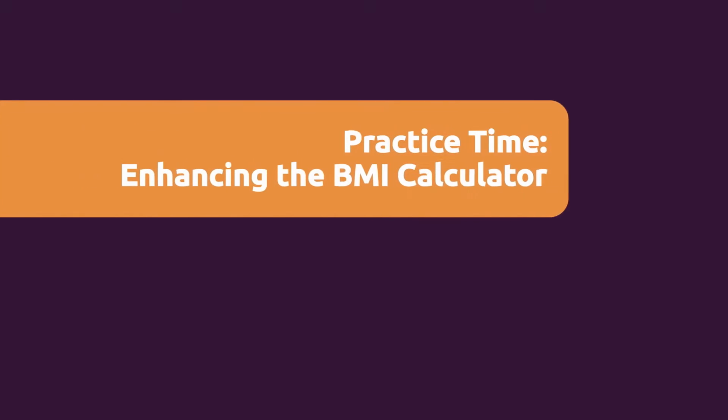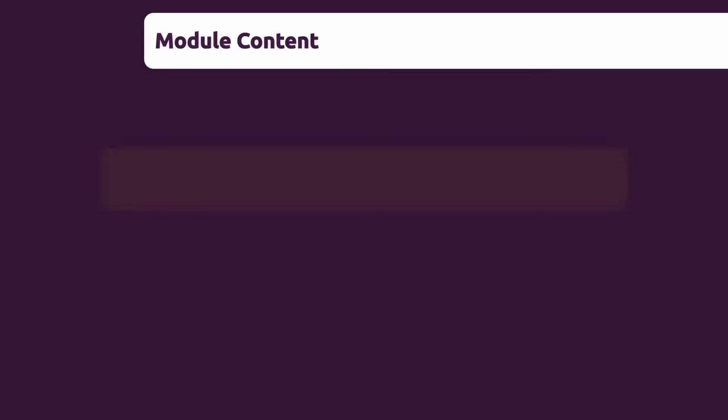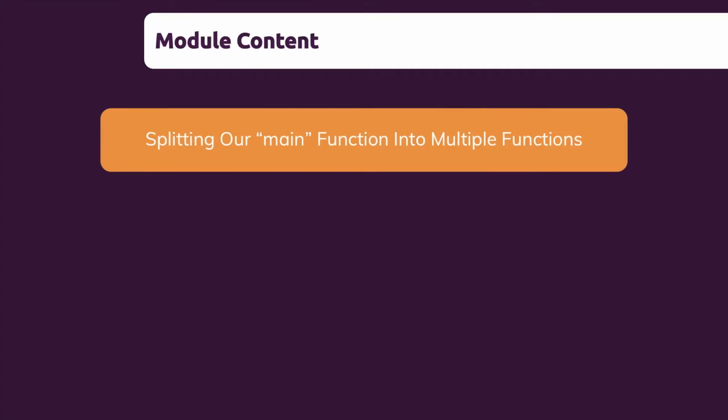We learned about functions. Now it's time to again apply what we learned. And for this, we'll revisit this BMI calculator we worked on earlier in this course, and we'll again apply what we learned to break up the code we have in this BMI calculator and split it into multiple functions. So that in this module, we practice how we can write custom functions by splitting up that big main function which we have at the moment.